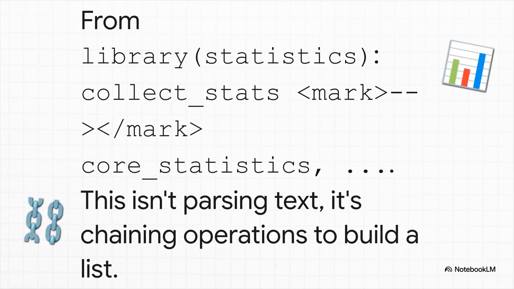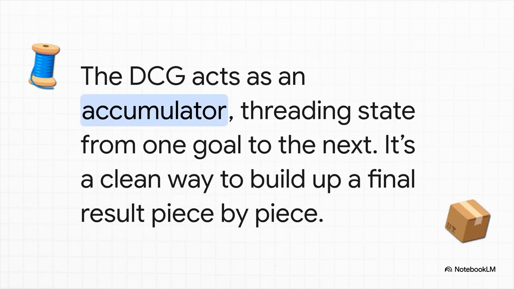And check this out. This is a real example from a library in SWI Prolog. This DCG is not parsing text. It's not about language at all. It's building a list of system statistics. Each one of those items is a separate operation that finds some data and adds it to a growing list that's being passed along invisibly in the background. This is that accumulator pattern in action. The DCG syntax just gives us this really clean, linear way to thread some state, in this case our list of stats, from one operation to the next. It's a completely different way to think about what a grammar can even be.